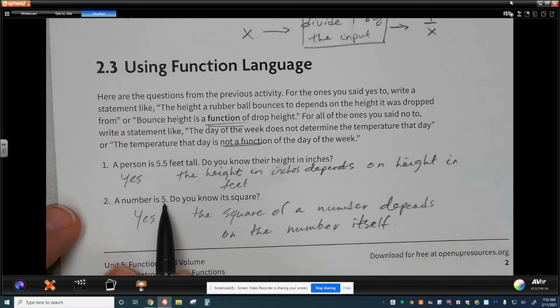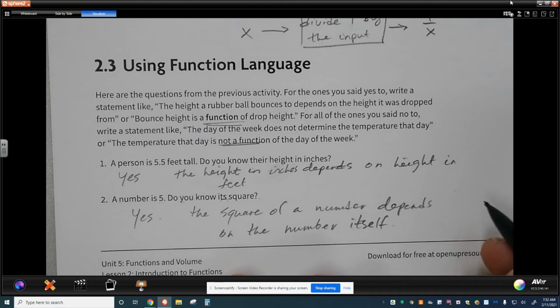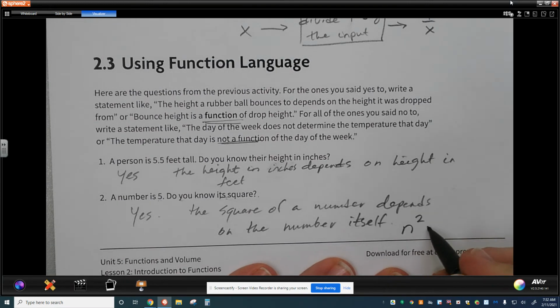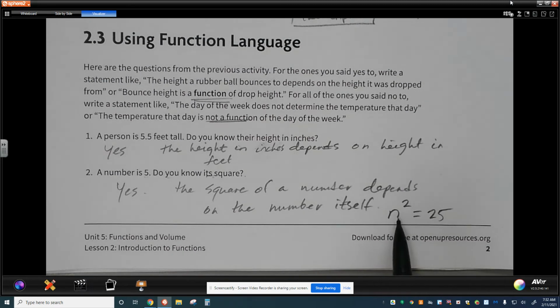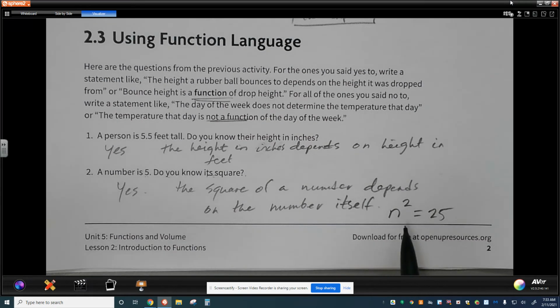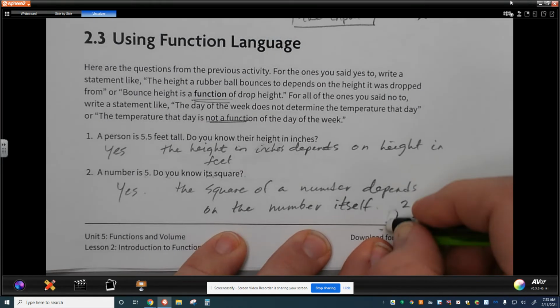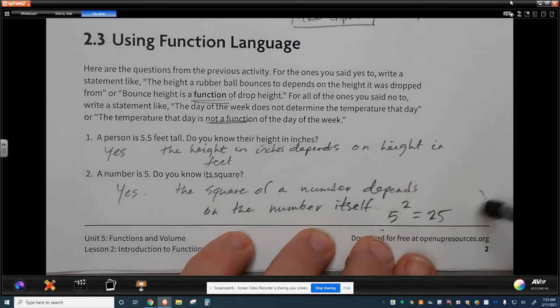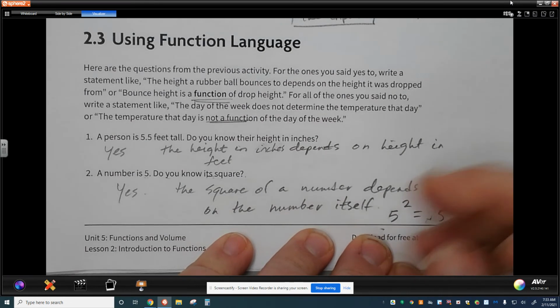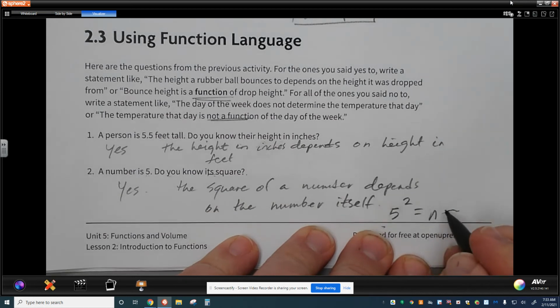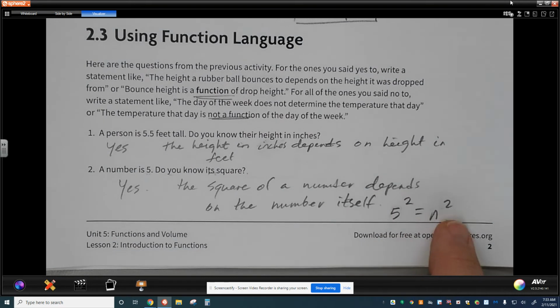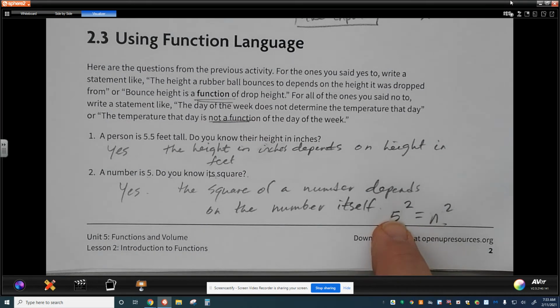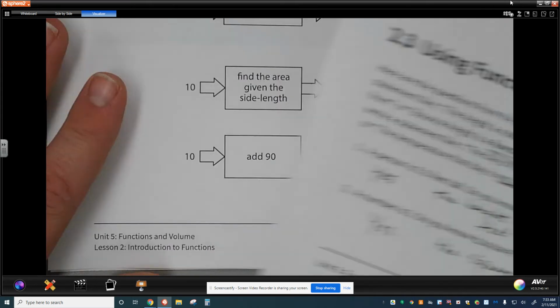So the output with this, right, if we're talking about the square, if I'm saying some number squared is equal to 25, then I know that the number right here, n, must be 5. I know the square, right? Or maybe I could say something like this: a number is 5. Do you know its square? I think that would be a better representation. We sure do know its square. So a number squared is this. It all depends on understanding what that base is right there. If you know the base, you're good to go.